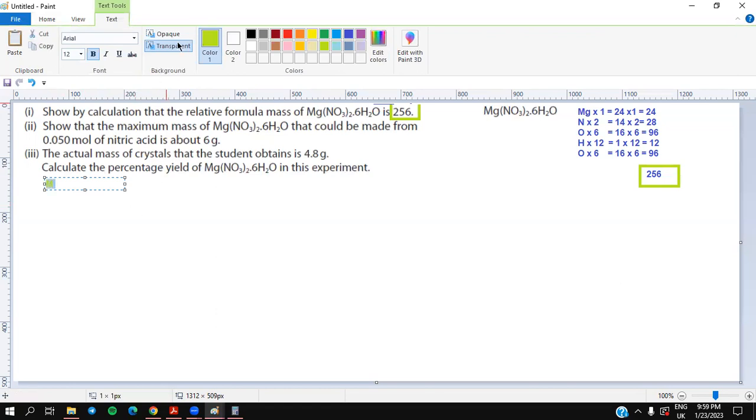Magnesium, I think I have to change the black or blue. Blue is better. Magnesium can react with nitric acid, which is HNO3. The formula of magnesium nitrate is given, it's not difficult for us. Okay, magnesium nitrate.